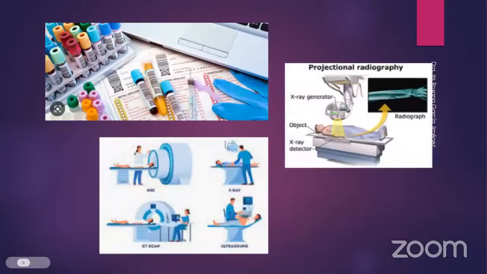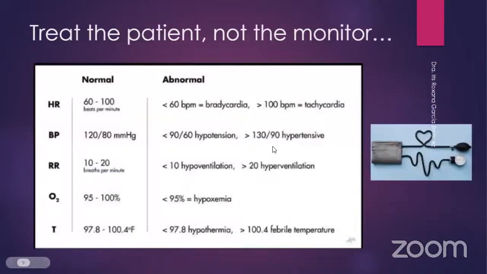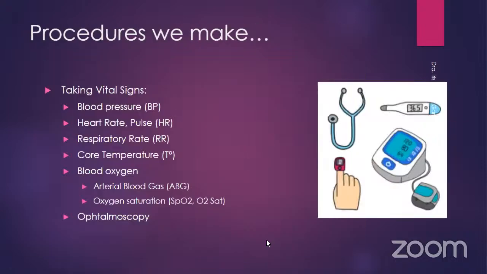For example, let's go with this. All of these procedures: blood pressure, taking the pulse, the respiratory rate, even the temperature, blood oxygen, with all of these devices that are in the picture, if patients are elderly, they get scared and think that we are making these procedures because we are suspecting something wrong, right?